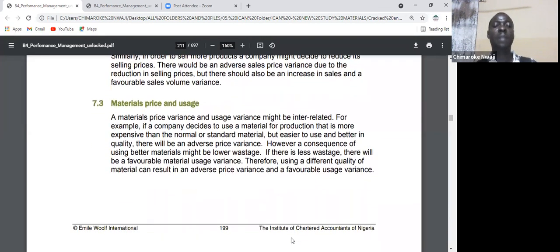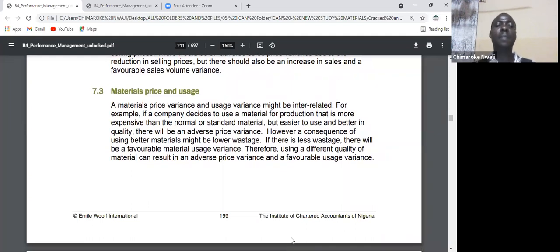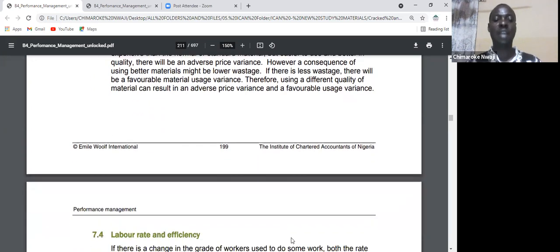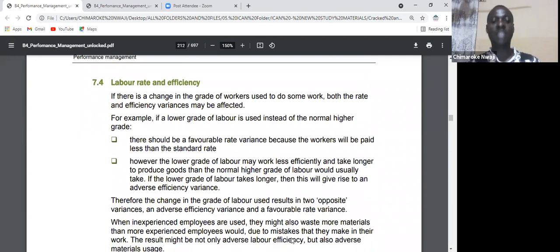All right, now material price and usage. A material price variance and usage variance might be interrelated. For example, a company decides to use a material for production that is more expensive than the normal or standard, but easier to use and better in quality. Because it is more expensive, there will be an adverse price variance. However, a consequence of using better materials might be lower wastage, and if there is lower wastage, there will be a favorable material usage variance. So that's it.